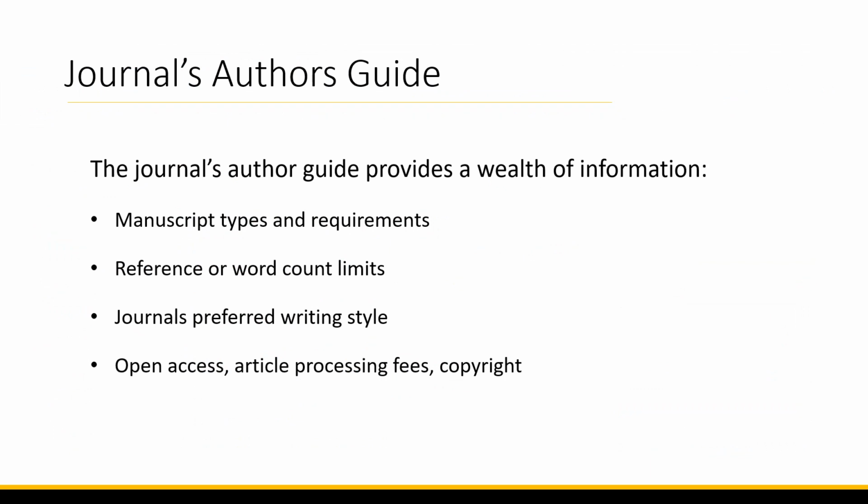Now that you have found a journal, use your list of criteria to determine if the journal meets your needs. The journal's author guide provides a wealth of information, including manuscript types and requirements. Check to see if the journal accepts case reports and what the requirements are, such as reference or word count limits. The author guideline is also where you'll find the journal's preferred writing style, information on open access and article processing fees, and copyright.